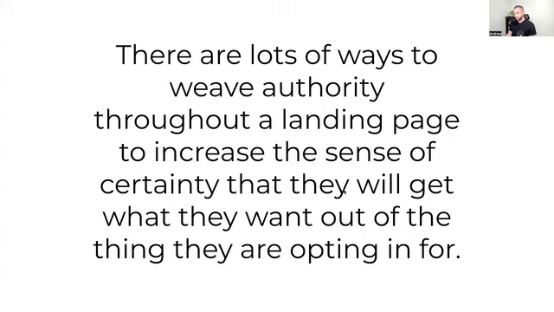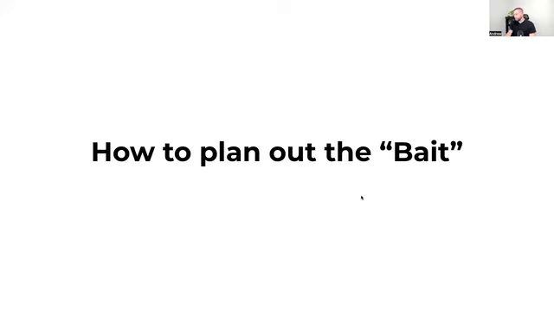There's a lot of different ways to weave authority throughout a landing page, right? And what that's going to do is increase the sense of certainty that they're going to get what they want, right? So you're making them a big promise. And by layering in some authority and some trust factors, it's going to give them confidence that they can actually get what they want. So that's kind of the main elements in a landing page.